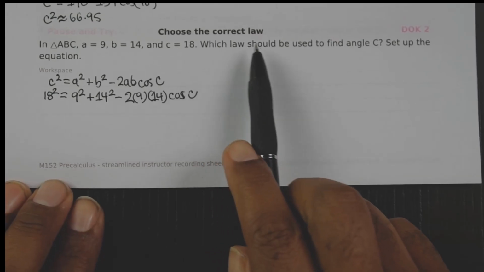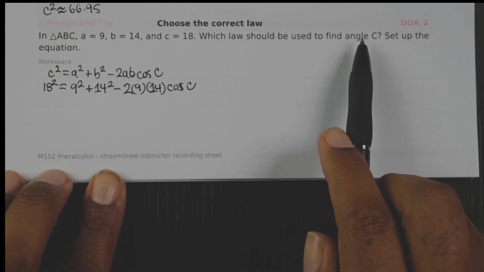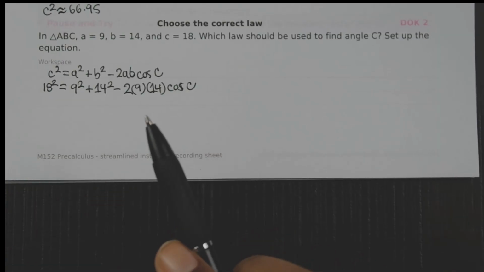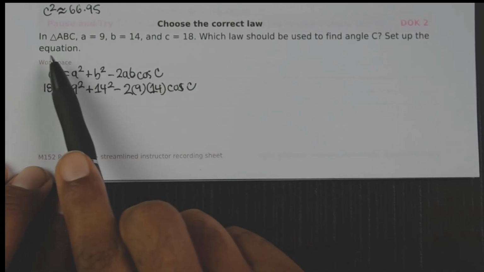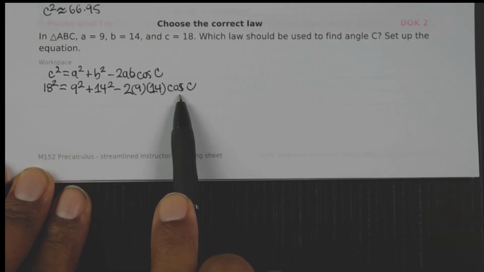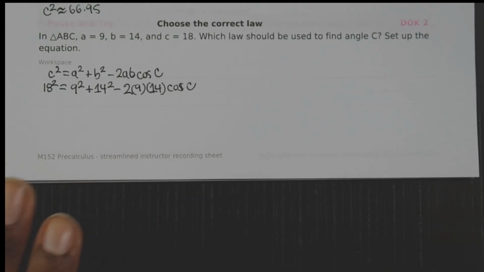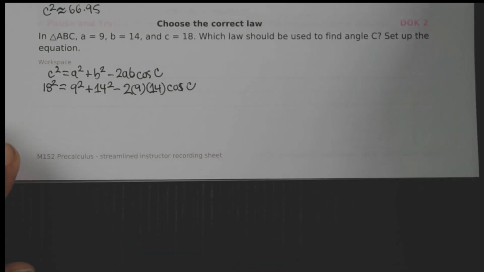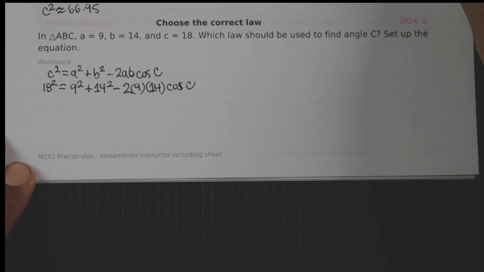Okay. Which law should be used to find angle C? It would be this one right here. Because notice, once we compute this, we would be able to find the cosine of C as follows. But nevertheless, this would be the setup. And that's all we have to do. We can solve it, but we don't have to. It says set up the equation. That's all we had to do.